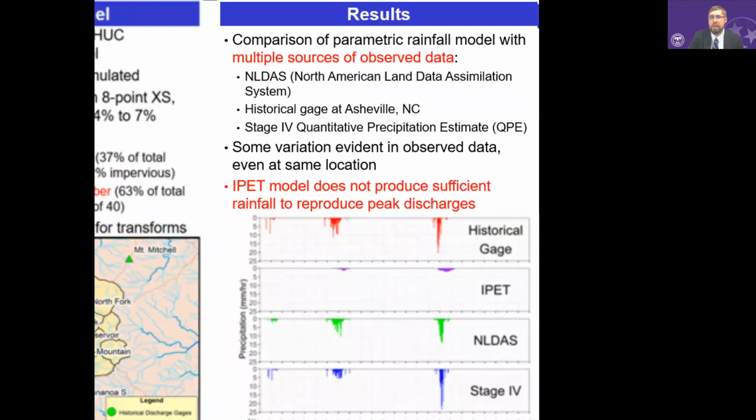So we compared the parametric rainfall model IPET with multiple sources of observed data. We had the NLDAS data, the historical gauge at Asheville, North Carolina, and a Stage 4 QPE for this area as well. So there's some variation evident in that observed data, even at the same location. And we'll go on to see that the IPET model does not produce sufficient rainfall to reproduce peak discharges.